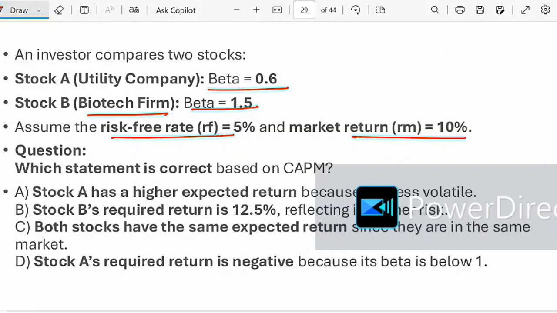Yes, 18.4 is the correct answer to the previous question, right? I think you are answering the previous one. Very good. Now, can you calculate here what is the required rate of return for stock B and stock A?